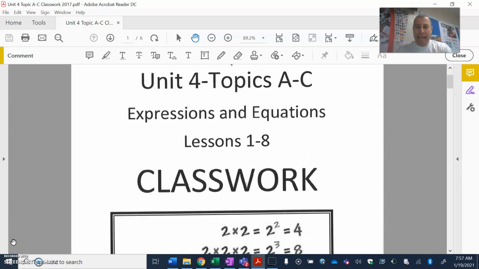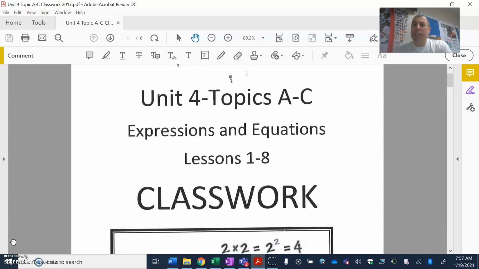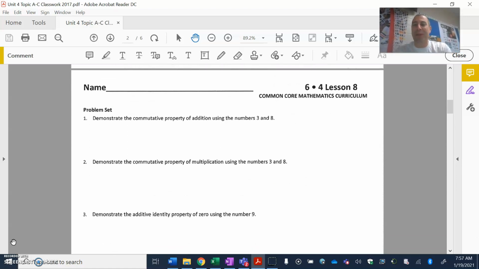So we are in a bright, shiny new packet, Unit 4, topics A through C. There's a lot of modification that goes on through here, a little bouncing around that we're going to be doing. Don't worry, we'll guide you through it all and get you there. So when you open up, don't be scared. Yes, we are starting off with lesson number 8.